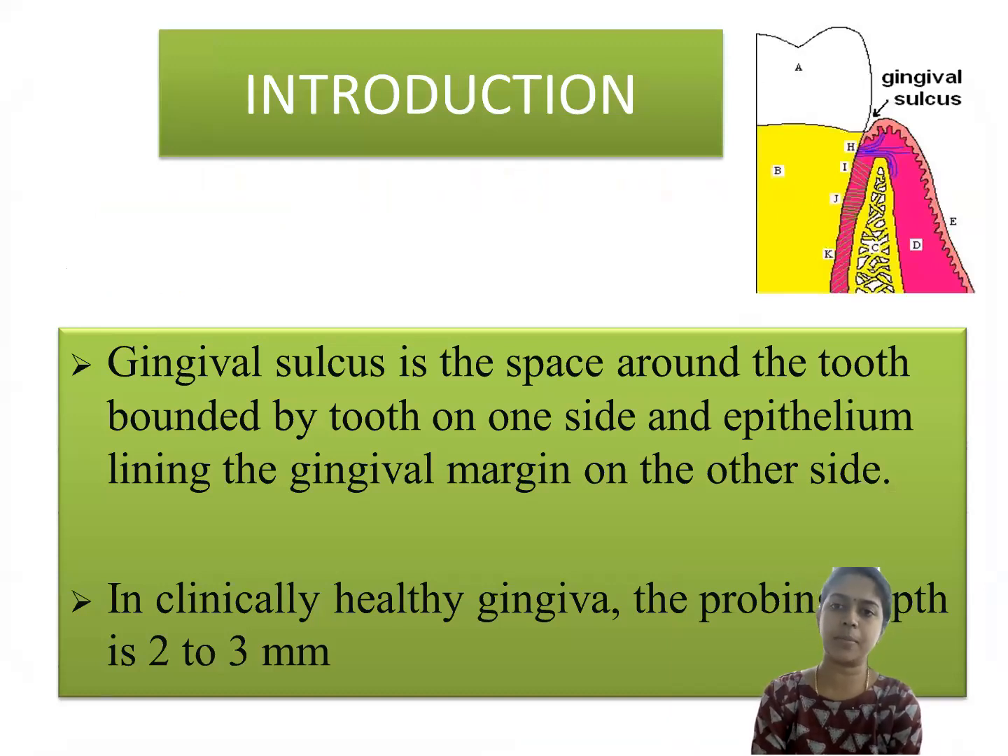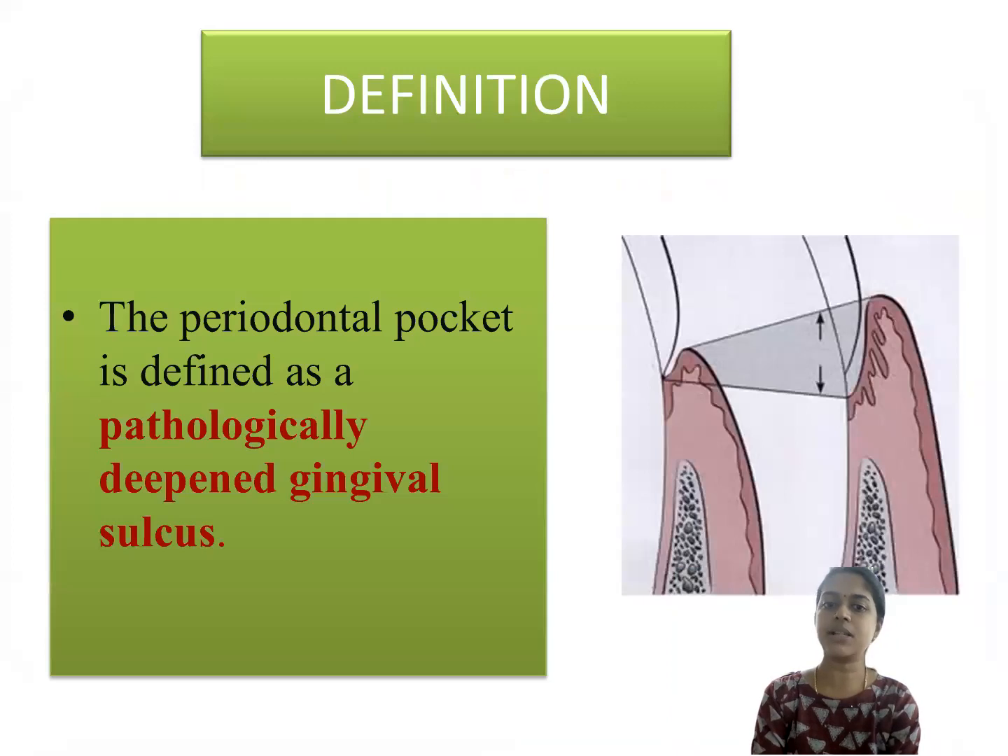Before the formation of a pocket, you should know what a sulcus is. Gingival sulcus is a crevice or a space between the tooth on one side and the gingival epithelium on the other side. So to start with periodontal pocket, what is a pocket? A pocket is the pathological deepening of the gingival sulcus.